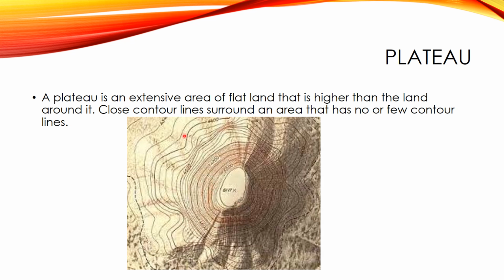So for a plateau, you'll see a really big increase in height. You'll see lots of lines really close together as if you were looking at a hill or a mountain. But then you'll see a really big circle where there aren't many lines to show that it is flat on top. So you'll have lots of lines really close together because you're climbing, you're climbing, you're climbing. Then all of a sudden, no lines because it's flat.